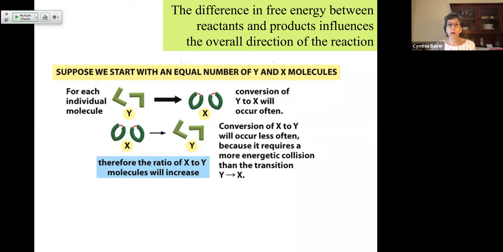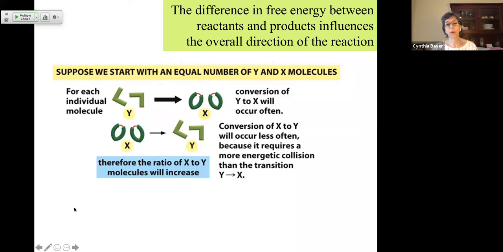And therefore, because Y is converted to X more frequently, and X is converted to Y relatively rarely, we're going to end up with an increase in the amount of X relative to Y. So the ratio of X to Y is going to increase as this reaction moves towards equilibrium, which again, all spontaneous processes are always doing.